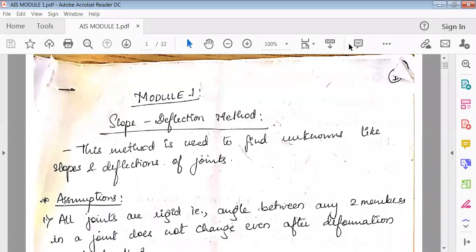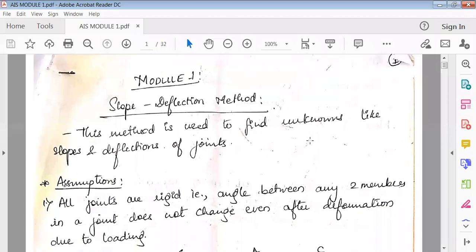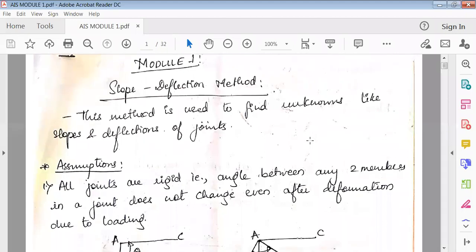Hello everyone. So today we'll start with the first module of analysis of indeterminate structures, and the first module includes the slope deflection method. In this method, basically we'll be finding the slope and deflections at every joint.